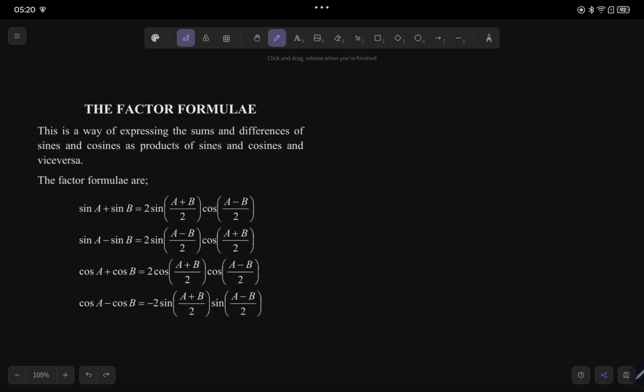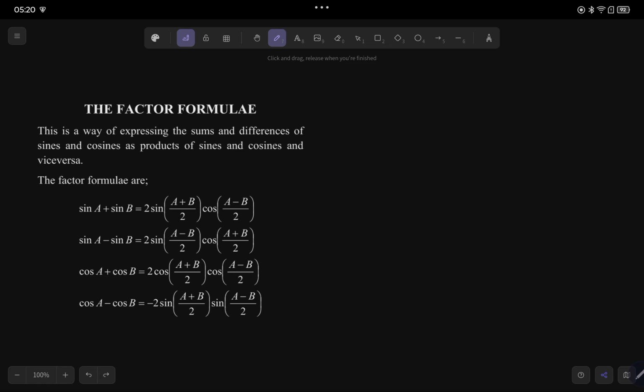Now we move to the cosine. Cos A plus cos B, we get 2 cos cos. We begin with the addition, divide by 2, and with subtraction, divide by 2. But since they are all cos cos, whatever you begin with or end with will not be consequential for cos plus cos. So cos A plus cos B is 2 cos (A plus B over 2) cos (A minus B over 2).